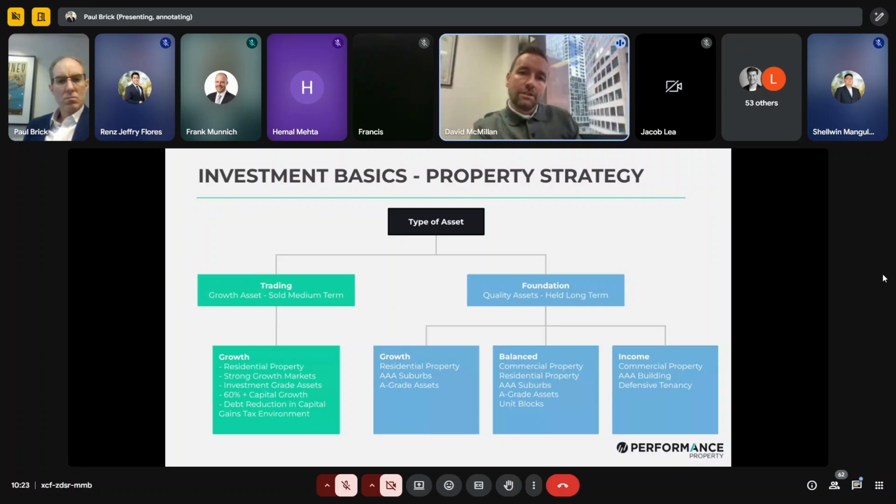And those foundation strategies involve buying properties and holding them for the long term, buying quality assets. They could be resi growth assets. They could be balanced assets like unit blocks, and of course income producing assets like commercial property. And we'll show you some examples at the conclusion of the webinar.